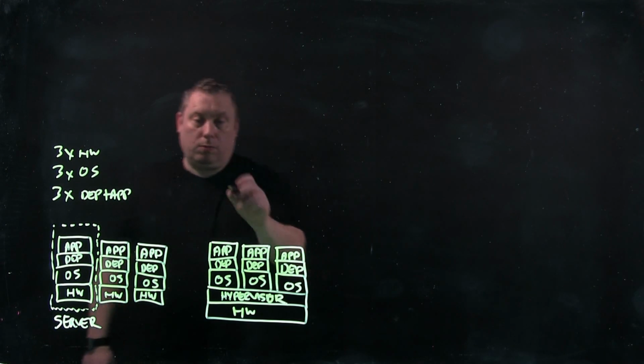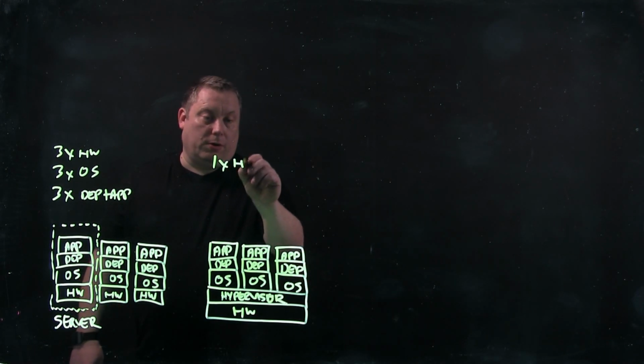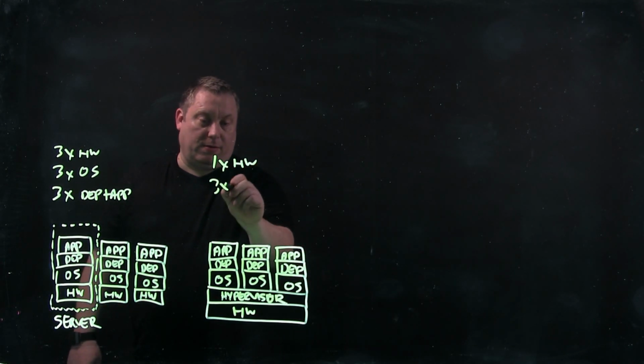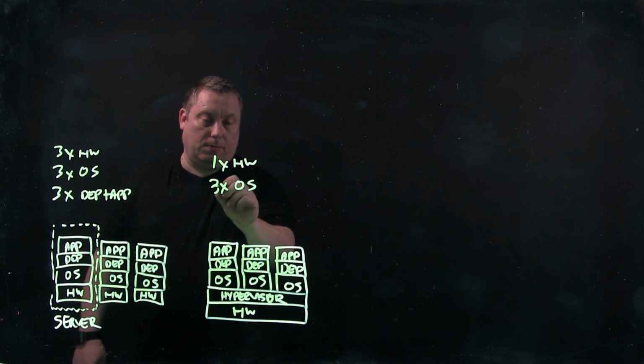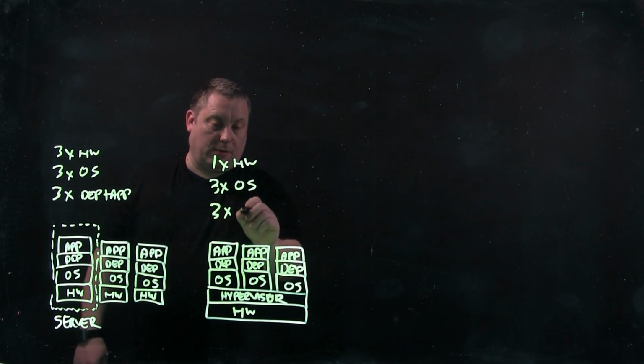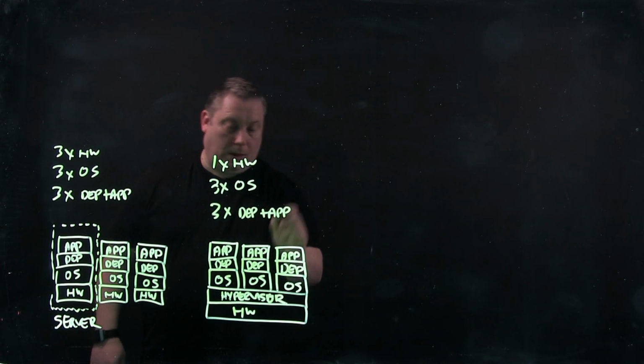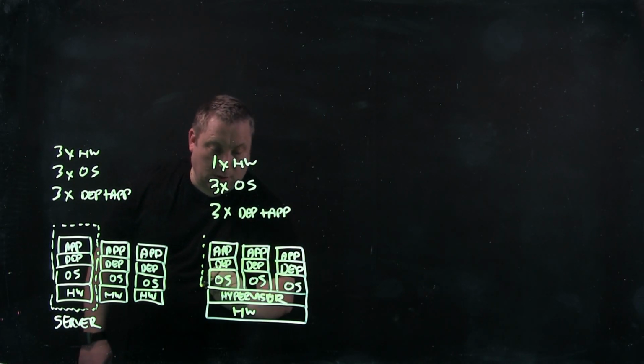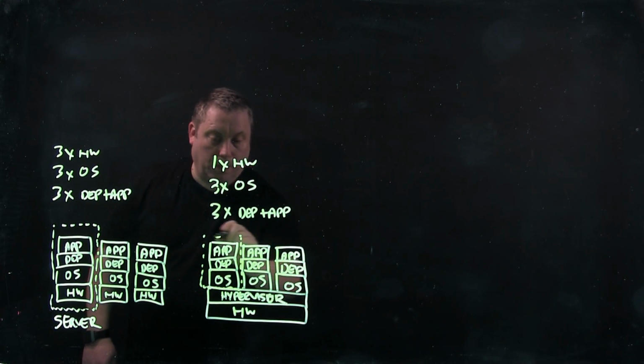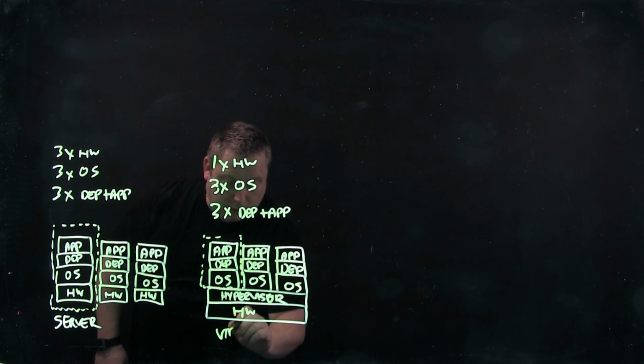On this model, we only have one lot of hardware. We still have three times the operating system, and we still have three times the dependency and app. But now our unit of measurement is this here, which is the virtual machine.